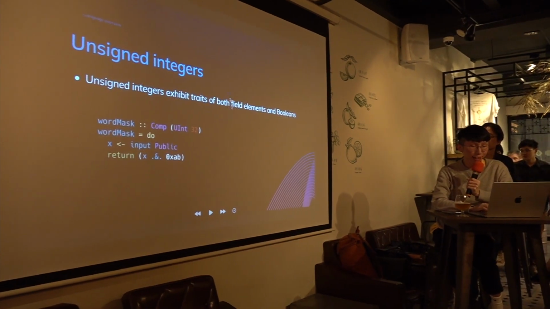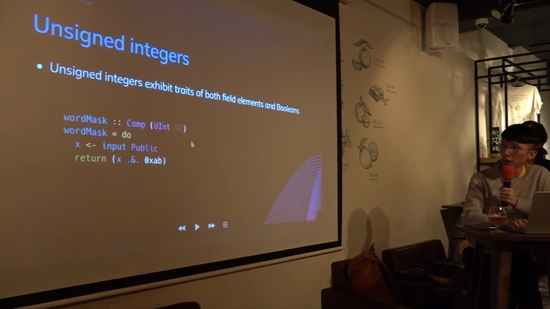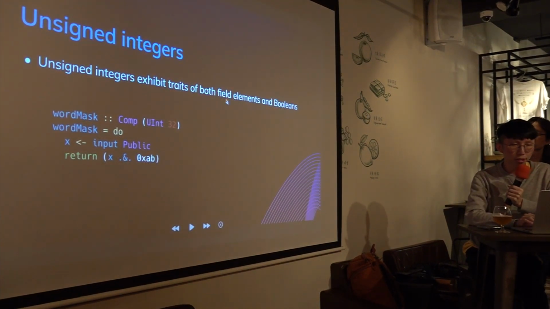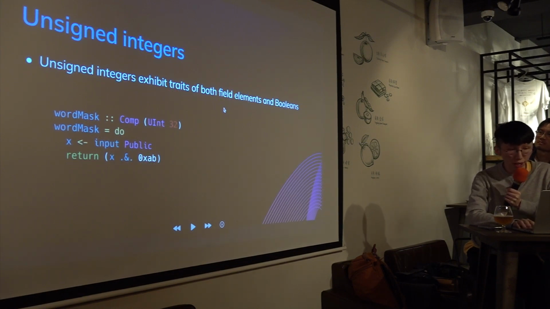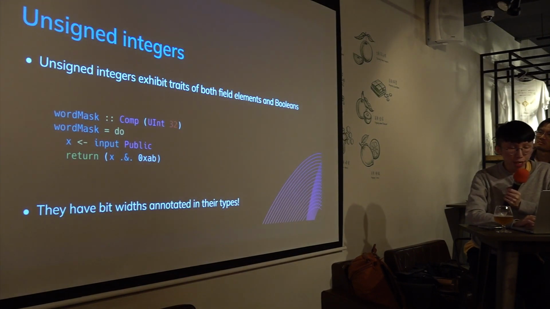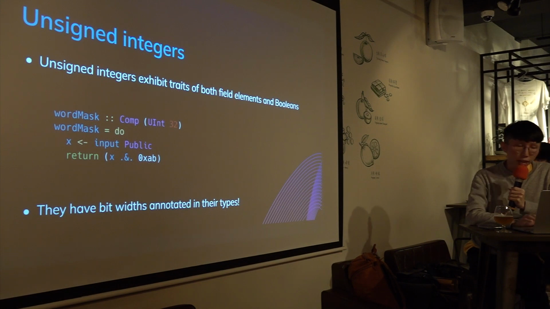So like I said, we have signed integers. And with signed integers, we can do all of those logical bitwise operations, like masking a signed integer with another signed integer, that kind of stuff. And in this example, we can see that we actually have a number in the type of this program. We can do this because Haskell, to some extent, supports dependent types. So we can actually annotate the bit width of a number in the type.